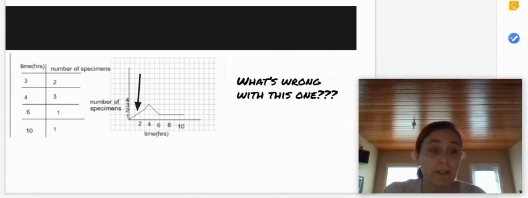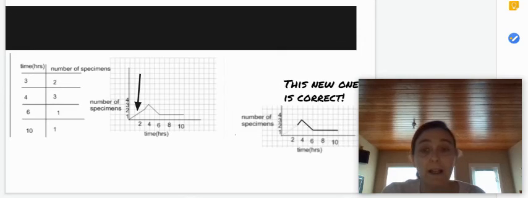Instead, it should have been done like this, where we don't connect to the 0. First 3 is 2. 4 is 3. 6 is 1 and 10 is 1, and then connect the dots. And so what was done wrong was they assumed a 0.